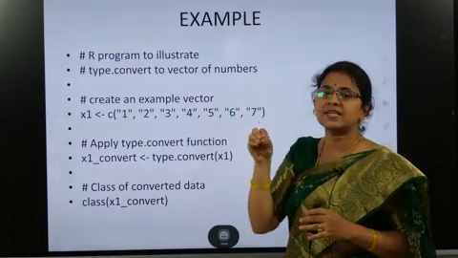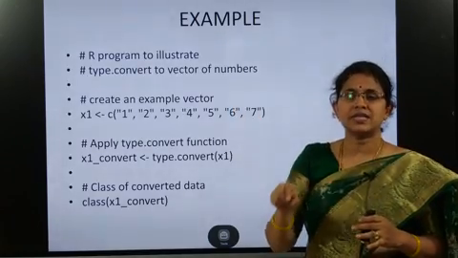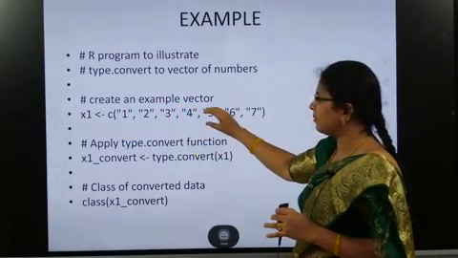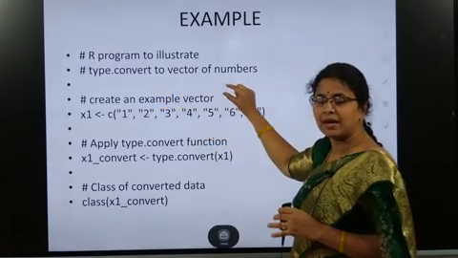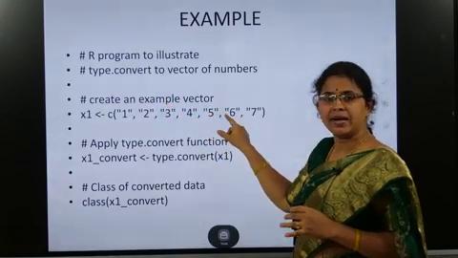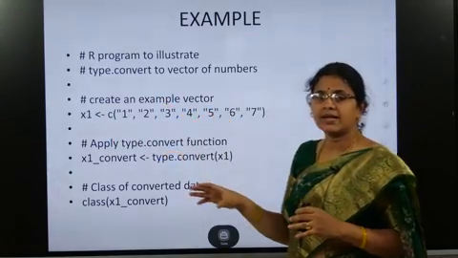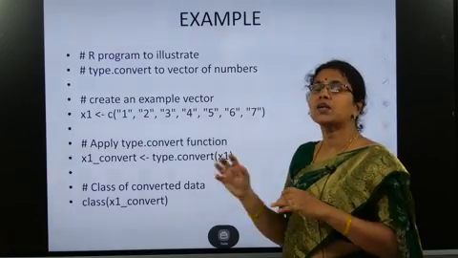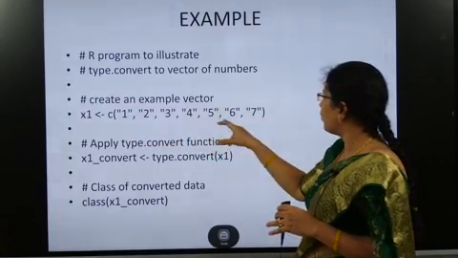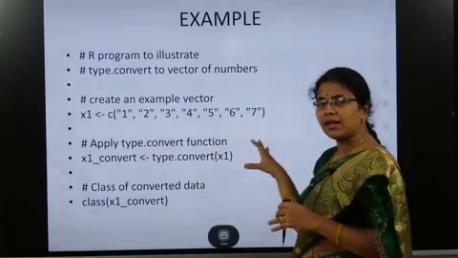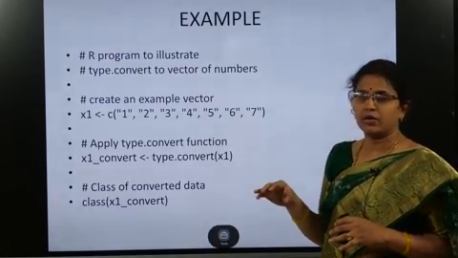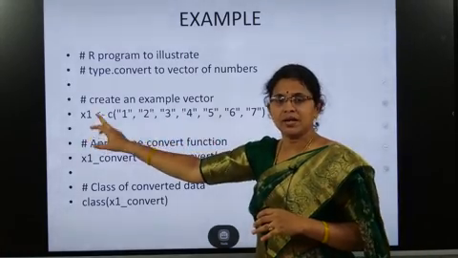In order to represent it as comments, I have to use the hash symbol. And next, this is the example I am taking, so I am using a single line comment: create an example vector. What is the vector that I am taking here? x1. The elements I am storing into x1 are 1, 2, 3, 4, 5, 6, 7. These are the numerical values I am taking in order to go for type.convert, stored in the variable x1.